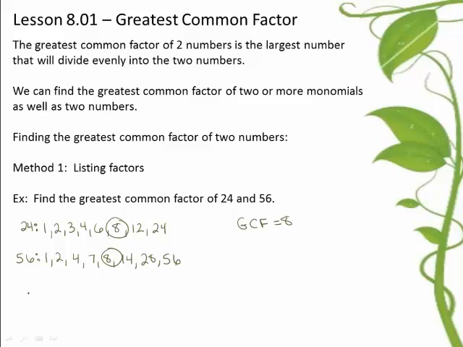Now just on a side note, if the greatest common factor is 1, the numbers are called relatively prime. So you can just say prime.